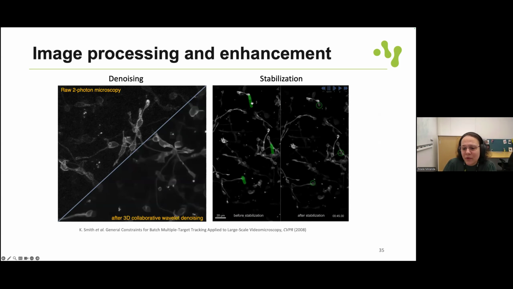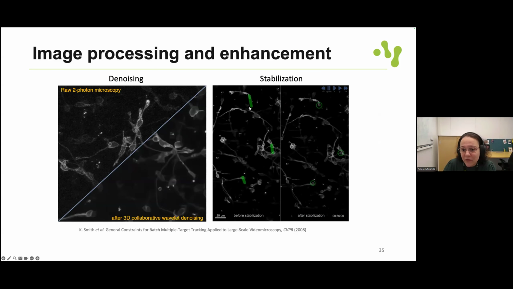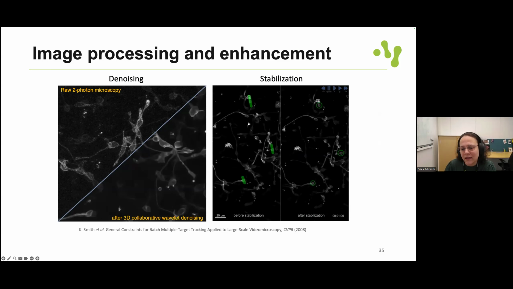Stabilization is another example. So here we have a time lapse. So we have an example of a drift in a time lapse. So this needs to be corrected as well before going further in the analysis of this image. So there are different algorithms that can be used here, different registration tools that can be used to correct.